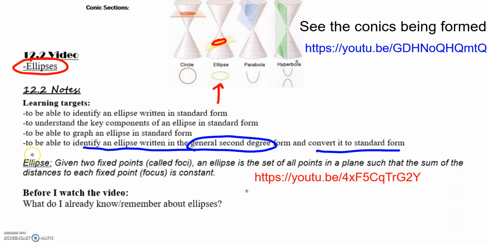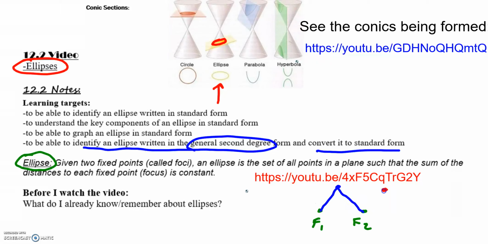So at this point, I'd like to focus on the analytic geometry definition of an ellipse. Given two fixed points called foci, so I'll call this F1 and F2, an ellipse is a set of all points in a plane such that the sum of the distances to each fixed point is constant. And I'm going to show you a video in just a minute. But what that means is if I have a point, the distance from this point to focus 1 and this point to focus 2 would be, the sum would be the same as if I had another point over here.